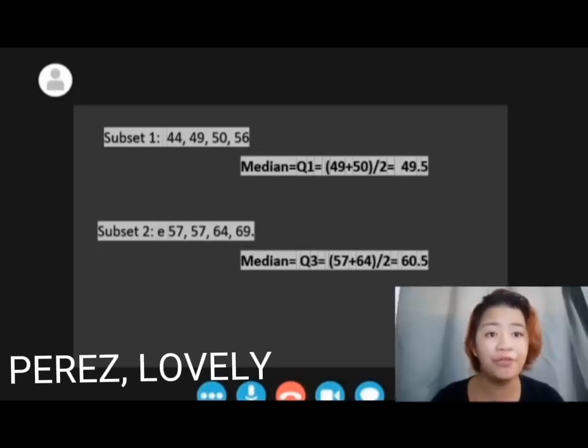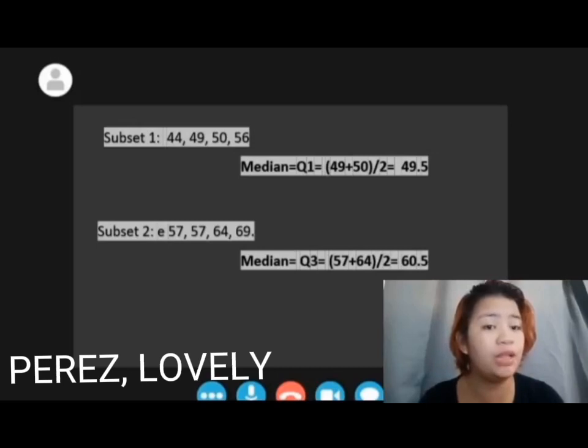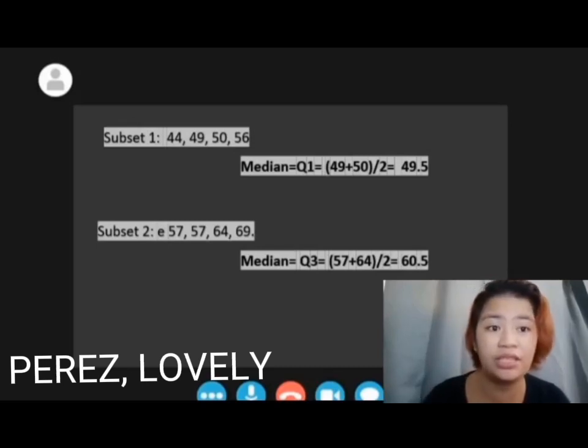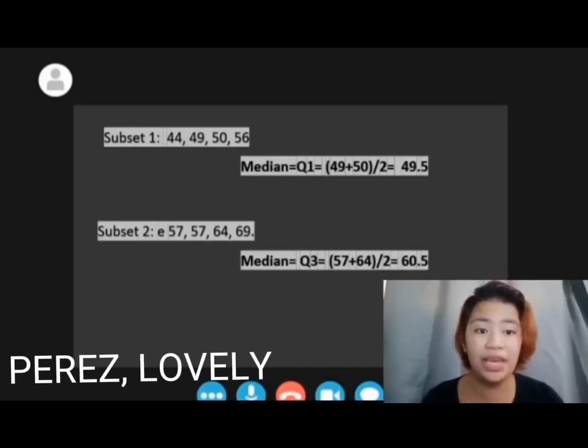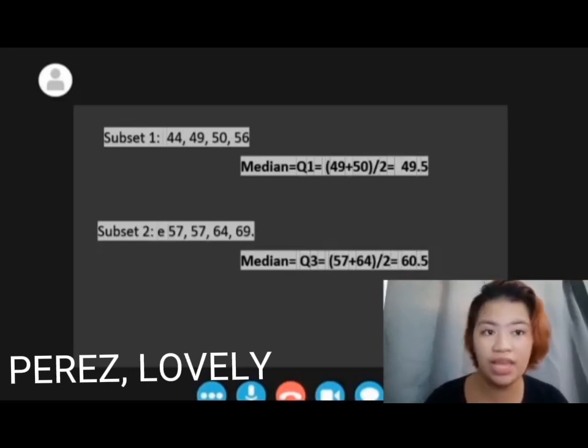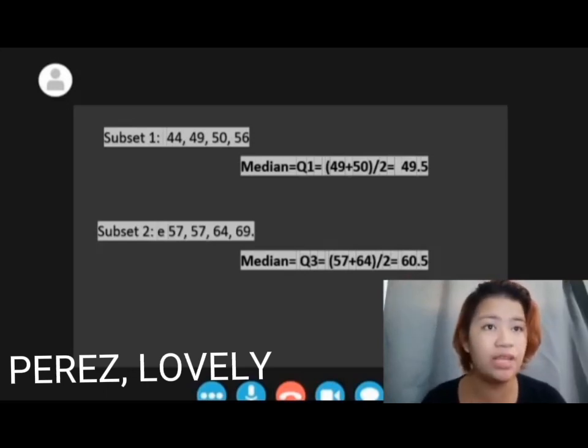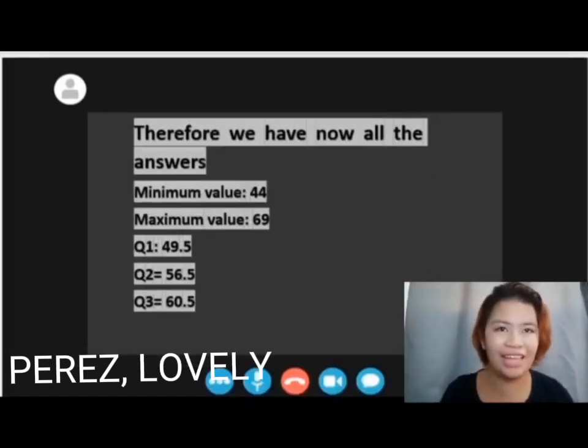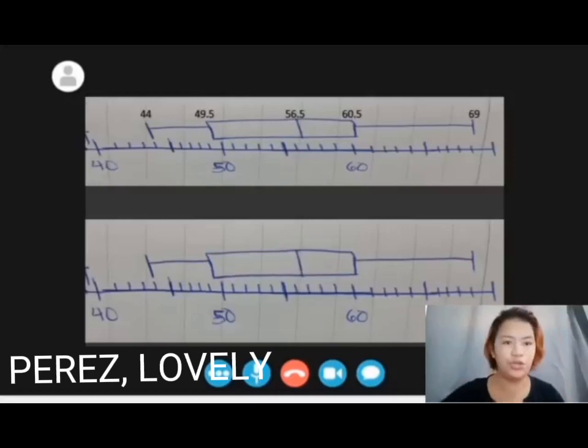Subset 2. We have the higher values, and the two middle values are 57 and 64. So the median, which is Q3, is 57 plus 64 divided by 2, which is equal to 60.5. And there, we have all our answers. And now, I present to you the box and whisker plot for this given data.